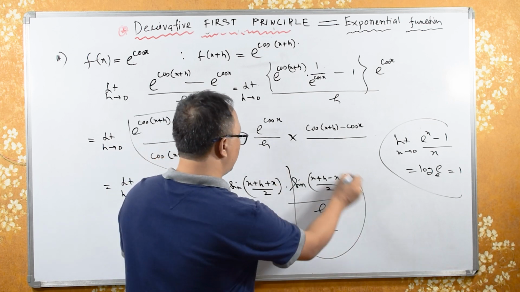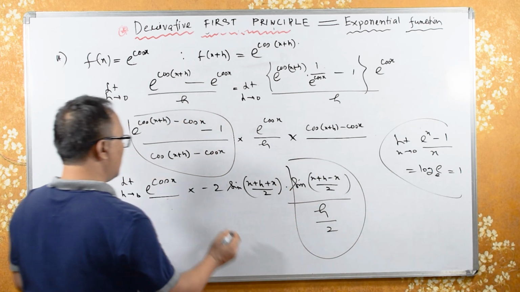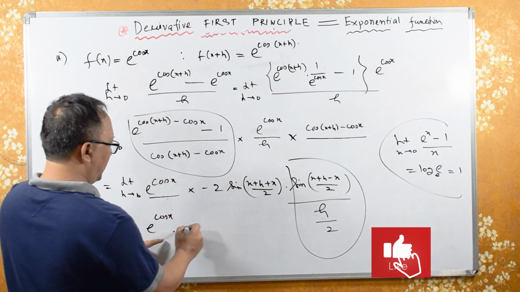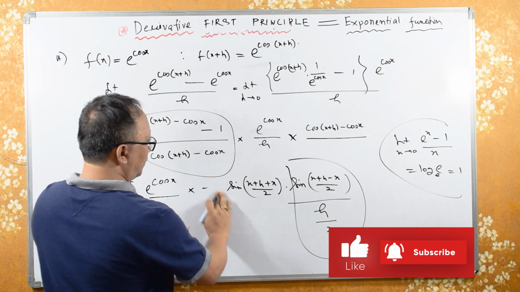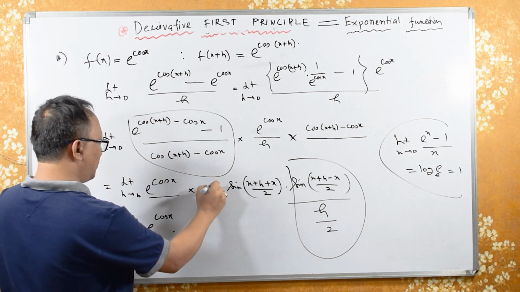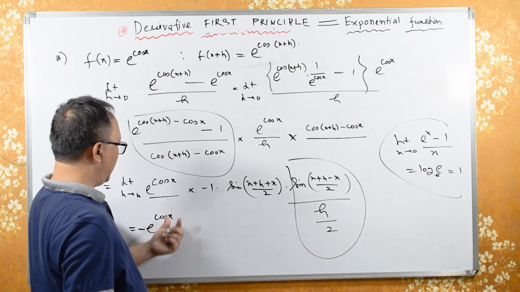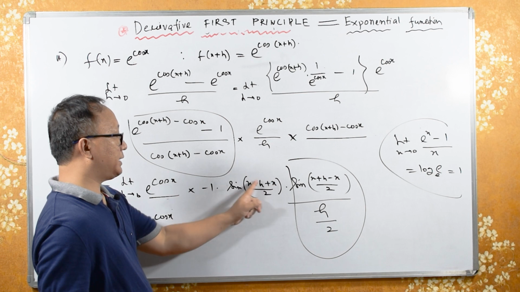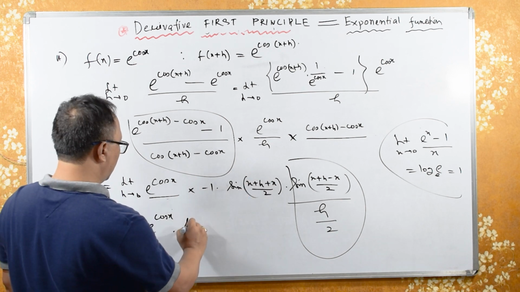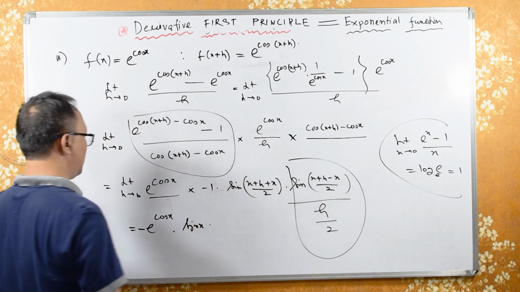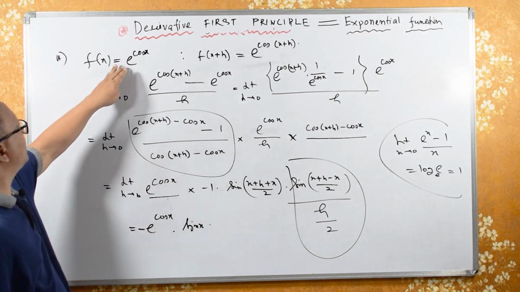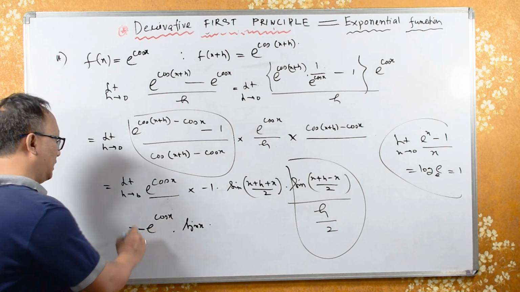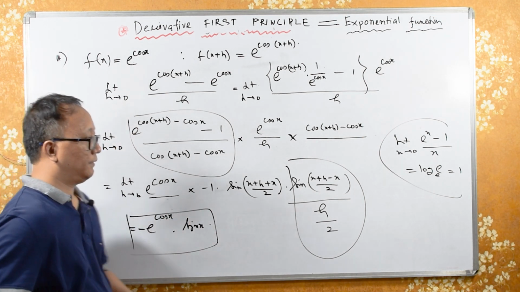When limit h tends to 0, this becomes 1. So e raised to cos x, we have minus 2, which is already gone over here. Here we have minus 1. Here we have sine of x plus x, twice x by 2, is sine x. Let's see, differentiation of e raised to cos x is e raised to cos x, differential of cos x, minus sine x. This is the answer. Okay, thank you.